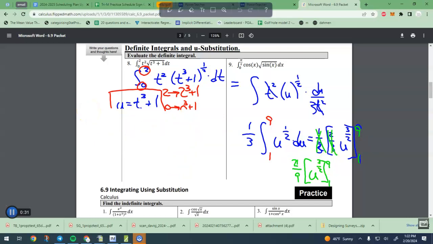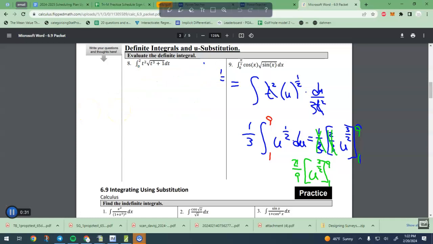And then I can finally plug in. No, because you multiply across the top and across the bottom. So now I'll have 2/9 times 9 to the 3 halves minus 1 to the 3 halves.